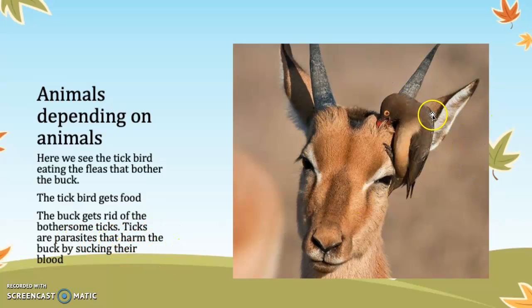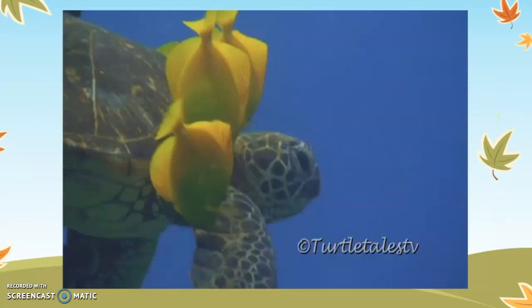So in this way, we can see that the tick bird gets food, and the buck gets rid of the ticks. So they are both working with one another, and they are dependent on each other.